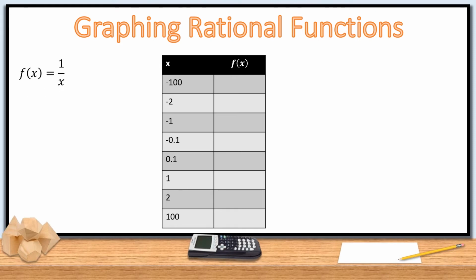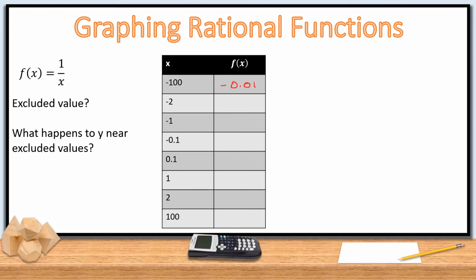All right, so when we want to graph a rational function, say 1 over x, and we want to figure out excluded values, what happens to y near those excluded values, those are important things for us to think about. So we would say, if I were to put values of x into f of x, what would I get? If I did 1 over x where x is equal to negative 100, I would have negative 1/100ths, which would be negative 0.01.